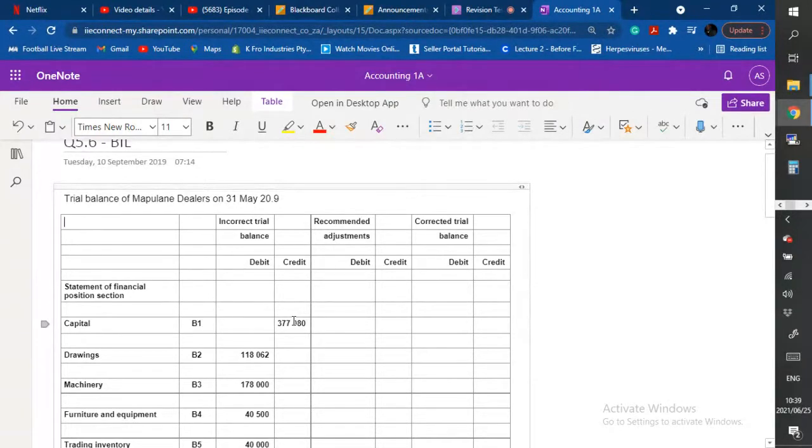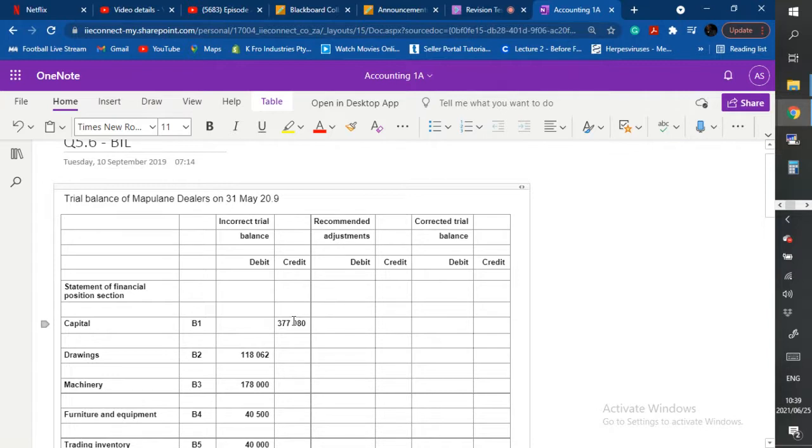Then it says the following errors and omissions were detected. Cool. Before we go there, let's see what they're saying at the top of the question. The following incorrect trial balance appeared in the books on 31 May. The business makes use of the manual bookkeeping system, is a registered VAT vendor, and deals only with other registered VAT vendors. A standard VAT rate of 15% applies. Cool, no problems. All right, now we can get into it.